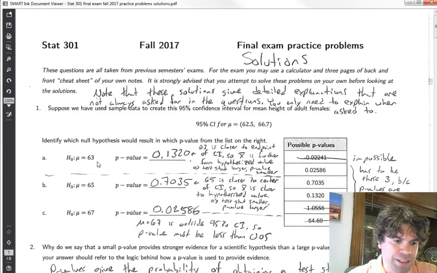to the center. 63 is almost outside of it. This left endpoint is 62.5. 63 is almost outside this confidence interval. So it's inside the interval, but it's just at the edge, whereas 65 is closer to the center, and so it's going to have the larger p-value.